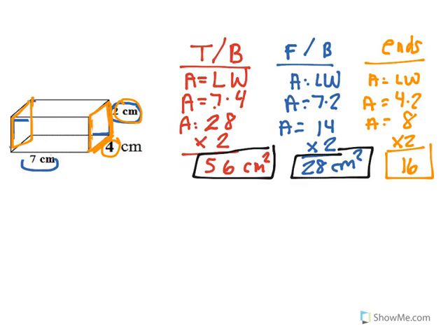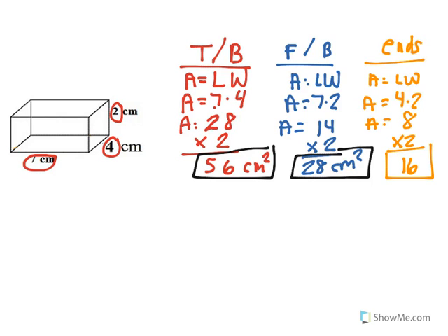Now, what I want to explain to you, and this is a really important tip, is that when you have 3 completely different dimensions, in this case a 7, a 4, and a 2, then when you do your 3 different problems, they should be all different.